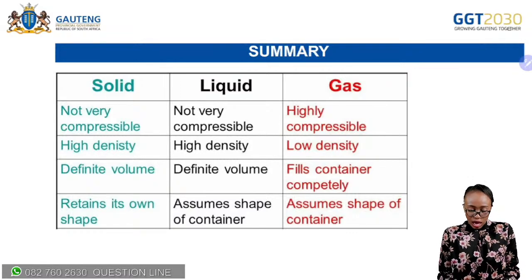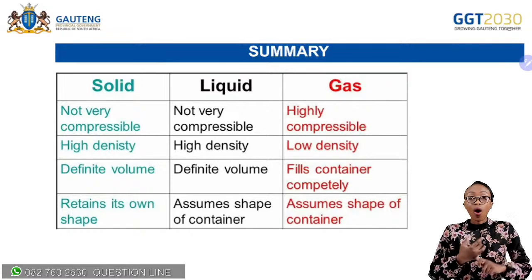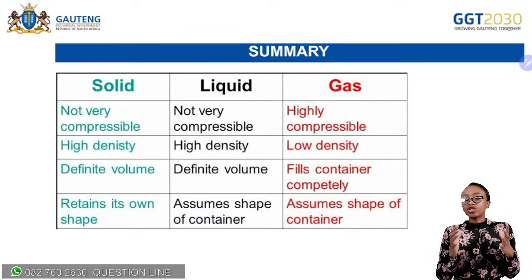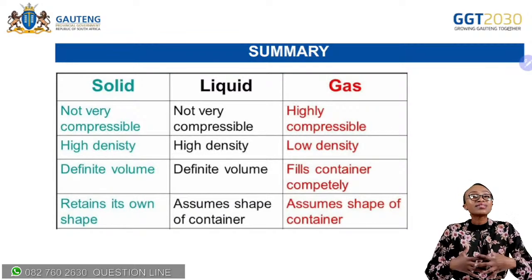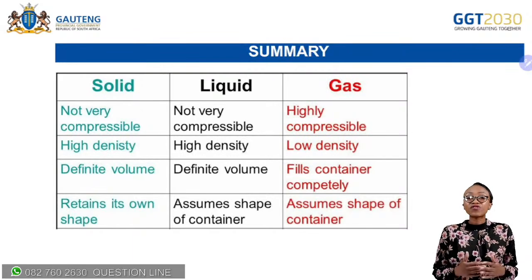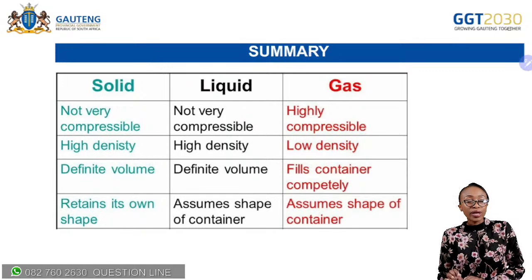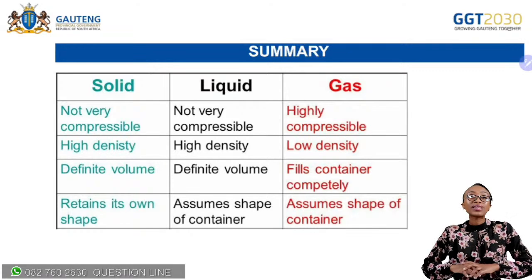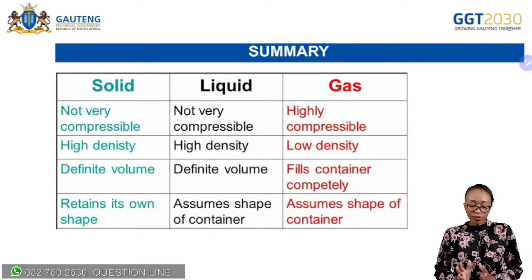And then liquids have a definite volume. You can take 1 liter of milk and pour it in a 2-liter container. It's still going to be 1 liter. It's not going to change. And the gas fills up a container. If I have 1 liter of gas and I transfer that 1 liter of gas into a 2-liter container, it is going to be 2 liters of gas. Because remember, the gas fills the available space that is there.